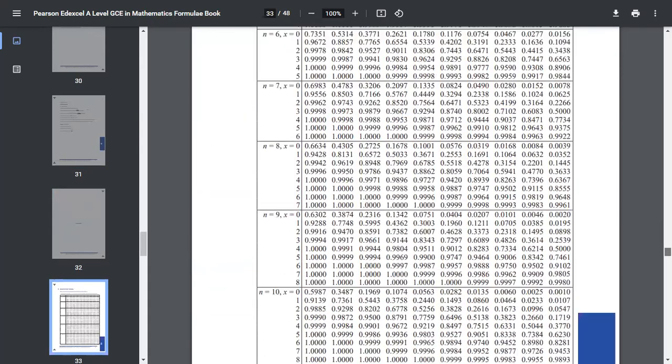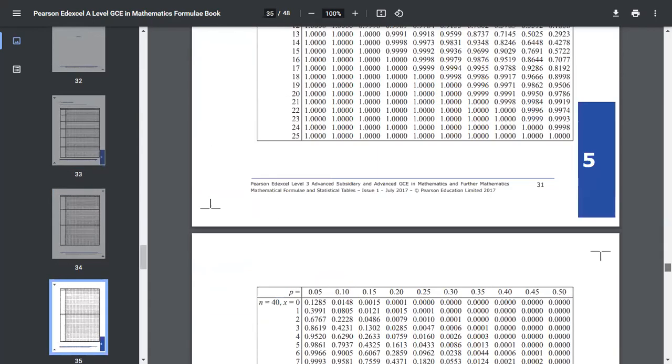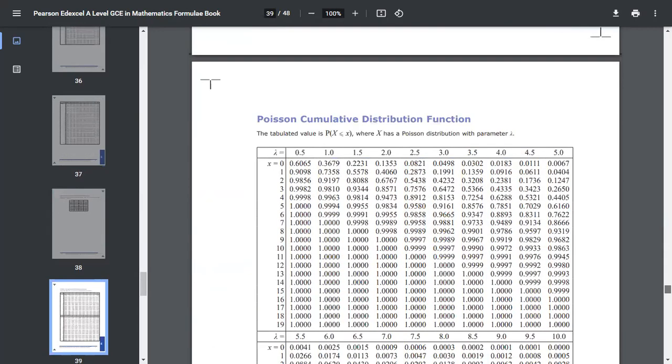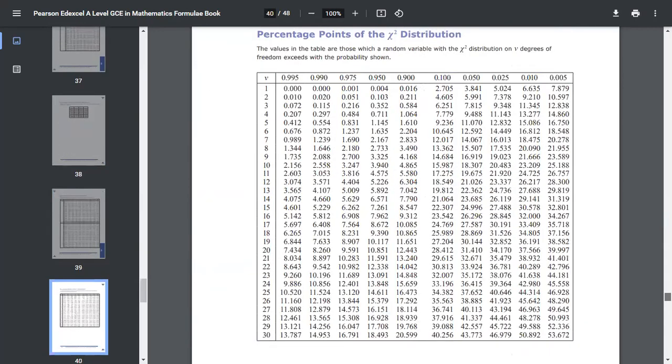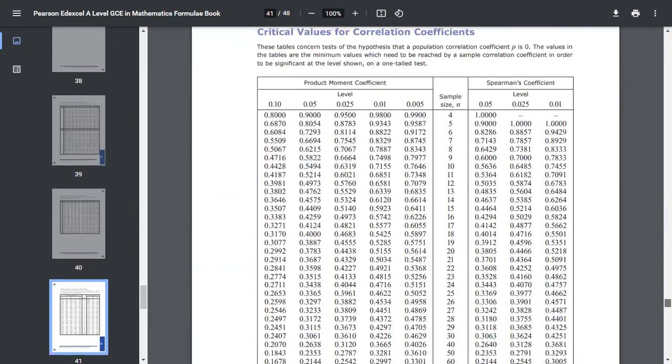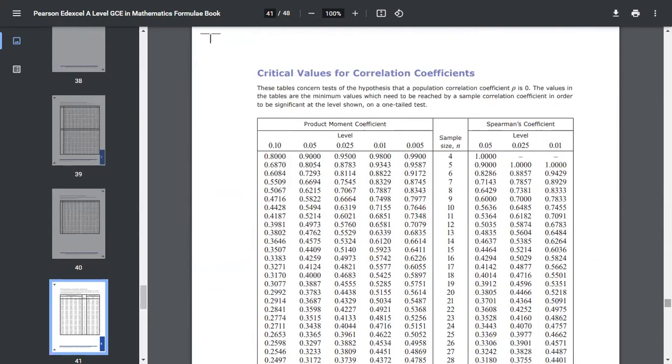Here we go. Right, that's not what we want. We want page 37. Yeah, here we go. So we've got critical values for correlation coefficients. With these hypothesis tests in your A-level maths statistics exams, we want to choose the product moment coefficient. So if you see Spearman's coefficient, ignore that. We're just worried about the product moment correlation coefficient.